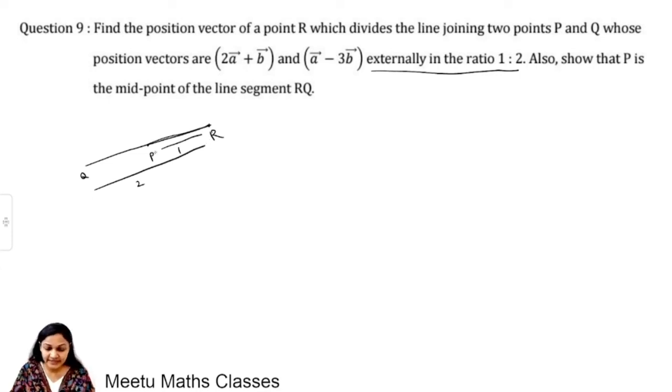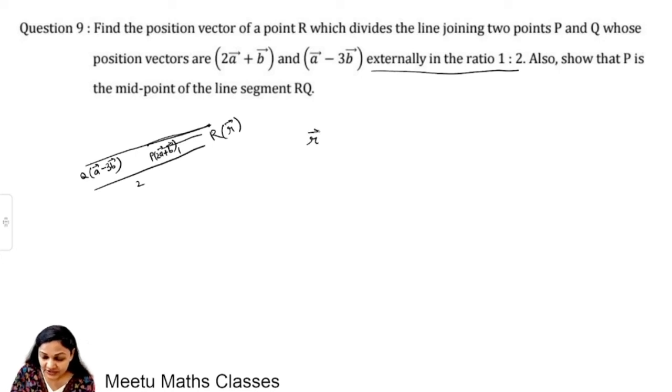This is the scene. You are given the position vector of P is 2a plus b and the position vector of Q is a minus 3b. So here, let the position vector of R be R. Now to find R we can use the section formula.